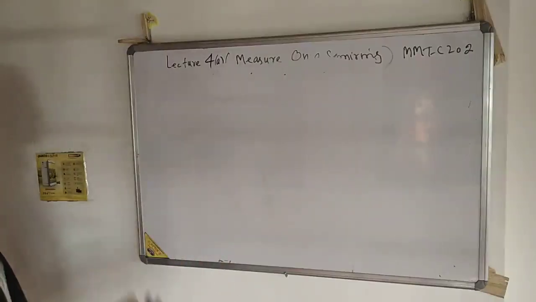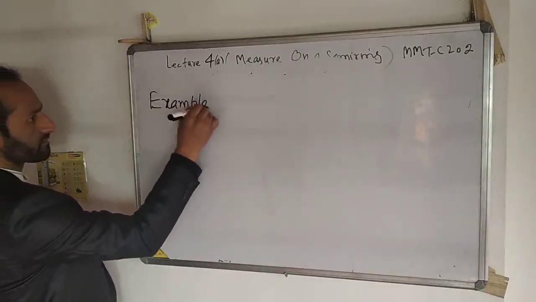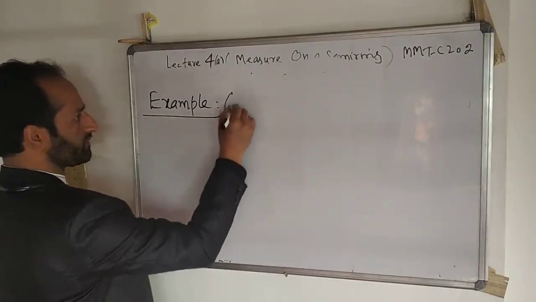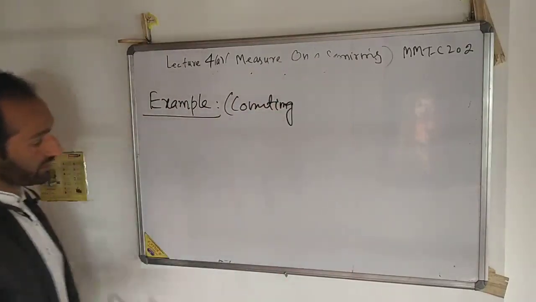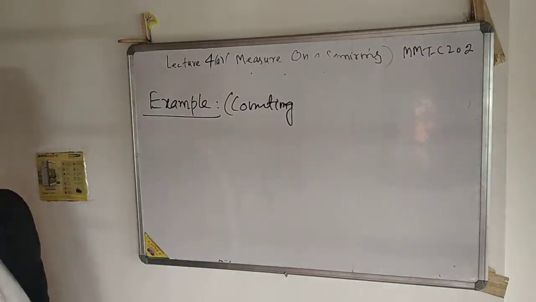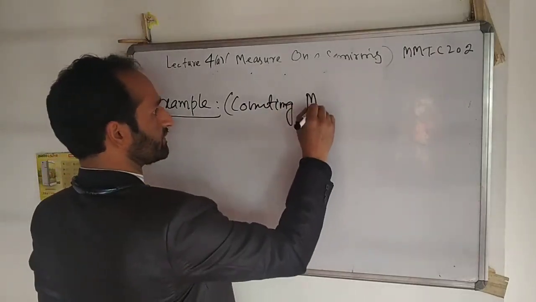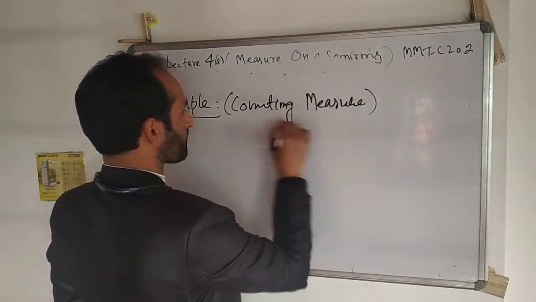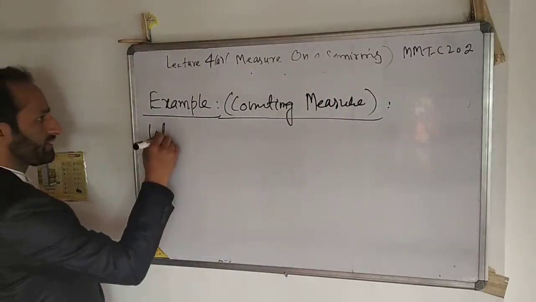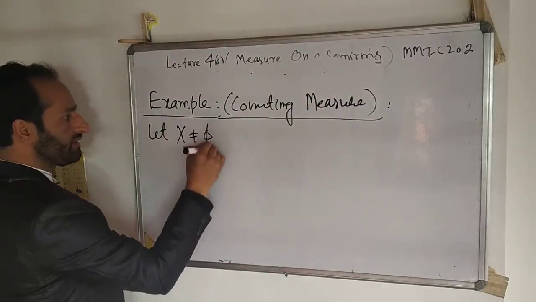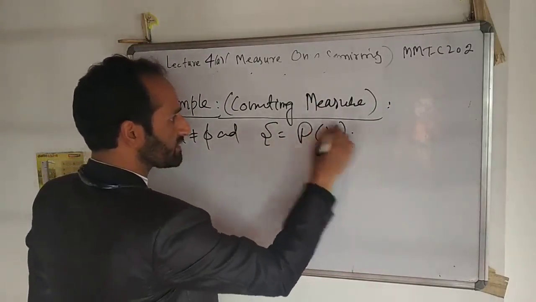So, the first example is called a counting measure. Counting means we have mu of the set equal to the number of elements in the set, the cardinality of the set. So let X be not equal to phi and S equal to the power set of X.